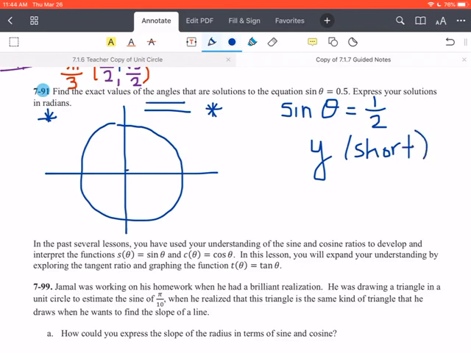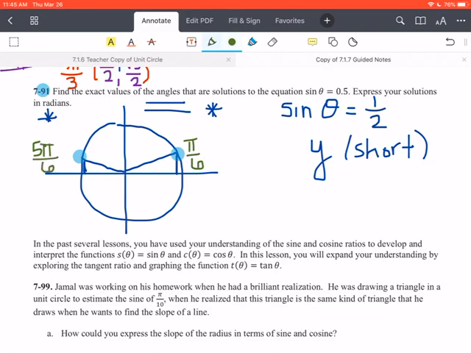So I can envision the triangle here, and I can envision the triangle here because the y value is that shorter side. So when I think about going around my unit circle, I know that these points have to be pi over 6s because they're closer to the x-axis rather than the y-axis. So we have pi over 6 is this angle, and then this would be 5 pi over 6.